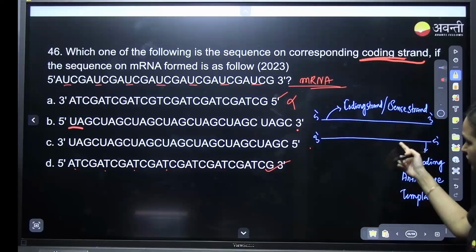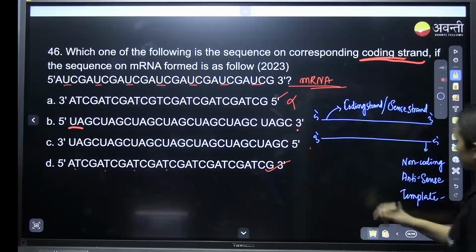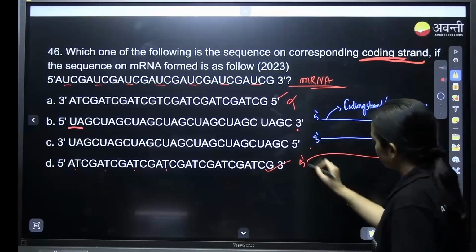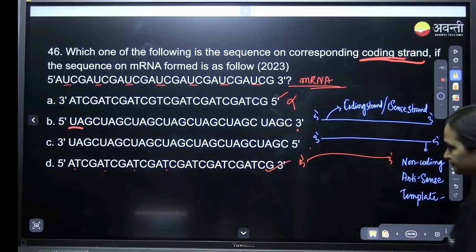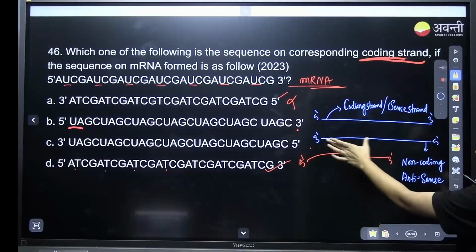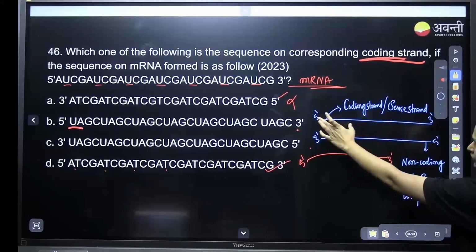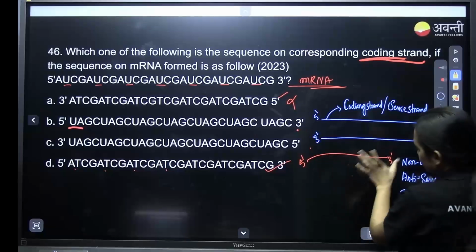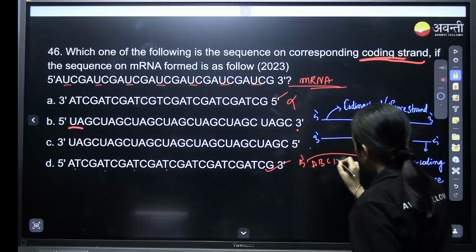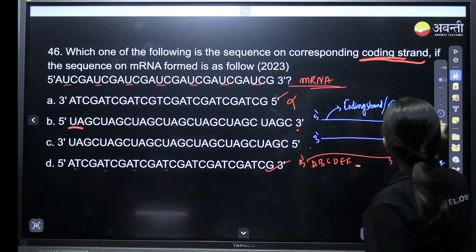Because this is the one which is giving the template for the RNA. So the RNA produced is 5 prime to 3 prime. If the RNA is 5 prime to 3 prime, then this non-coding strand or the template strand should be 3 prime to 5 prime, which means the coding strand is definitely 5 prime to 3 prime. Whatever ABCDEF is here, the same ABCDEF will be there.